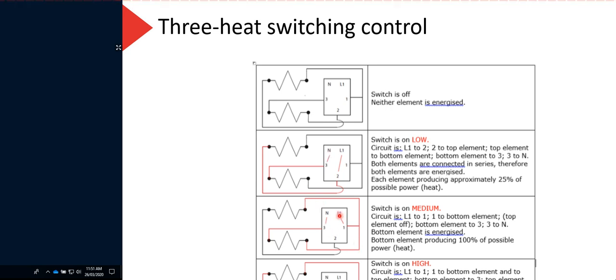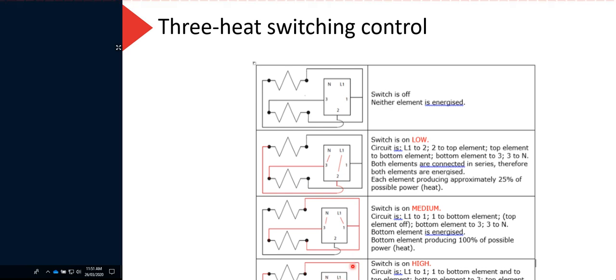So we have both of the elements in series with each other. In the medium, we have power on L1 switched to number 1. It will go through here, so we have this element on because that's connected back to neutral. This element here, we've got power feeding to that element, but if we look here, the neutral comes back to number 2, and there is no connection on number 2, so then that top element is not connected to anything.